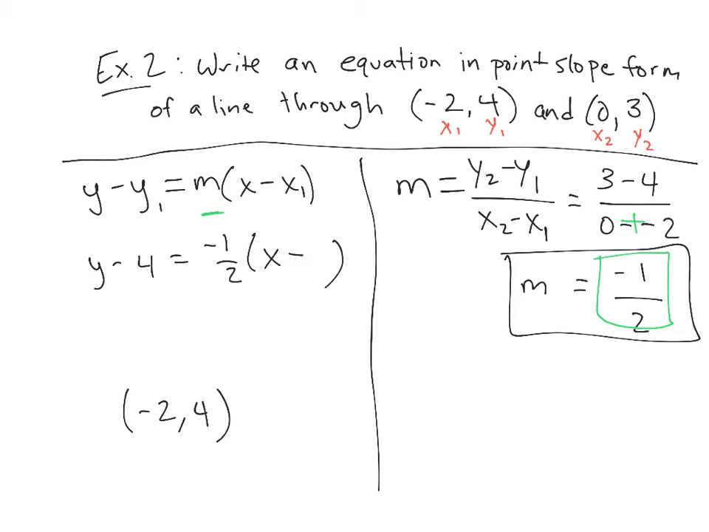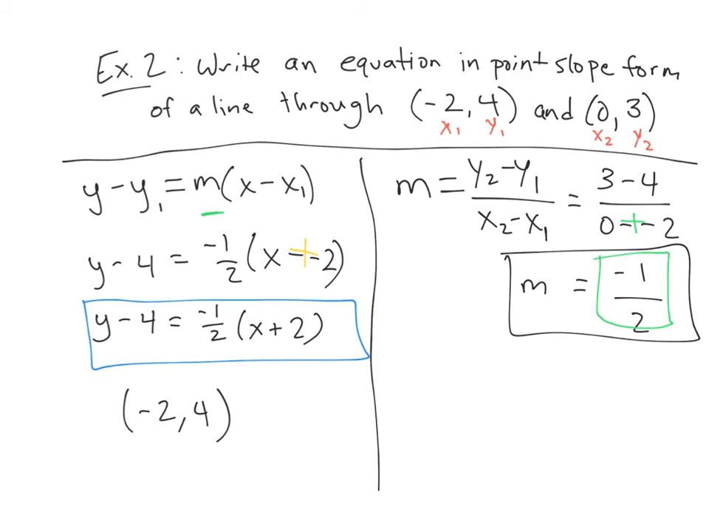Good, it would be negative 2, right? So I'm going to plug negative 2 in for my x1 value there. The only thing I have left to settle, if I have any double negatives, which I do here, negative 2, so x minus a negative 2 makes an x plus 2. So I can write this as y minus 4 equals negative 1/2 times x plus 2. And that would be my formula in point slope form, y minus 4 equals negative 1/2 times x plus 2.